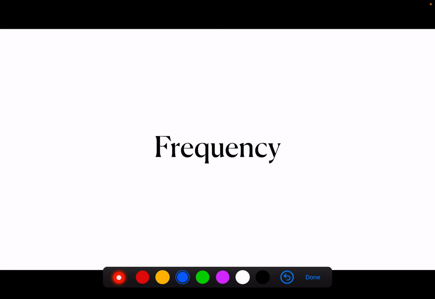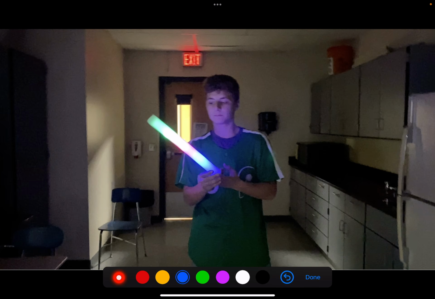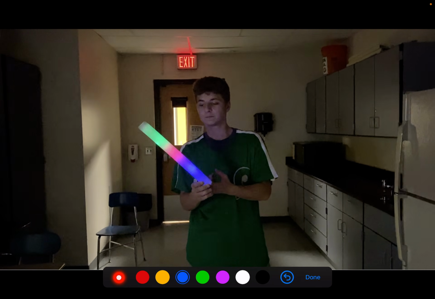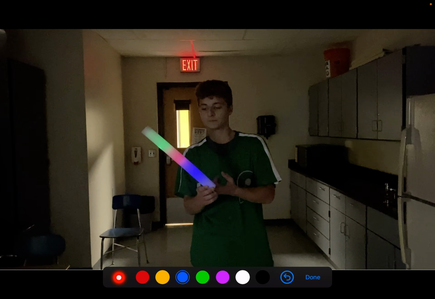Closely related to the term period is the term frequency. Frequency tells you how many times something happens per second. So it is the exact reciprocal of the period. So here we have a glow stick that has LEDs inside that blink. And if we wanted to know the frequency at which they blink, we count the number of times that they blink, and we divide it by the time.